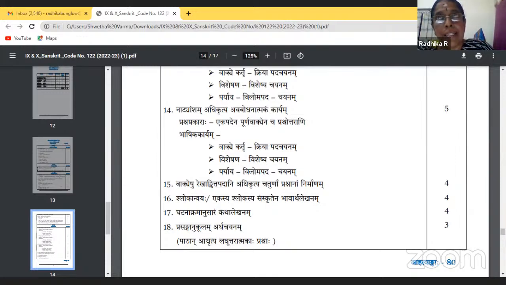And the exercise, the backside exercise, there also have so many Paryaya Padani. In the 22-23 pattern, only similar words are asked. But 2-3 years before, they were asking opposites also. Nowadays, in 20, 21, 22 also it was like that. In the 22-23 pattern, they will ask only similar words, Paryaya Padani, to write.